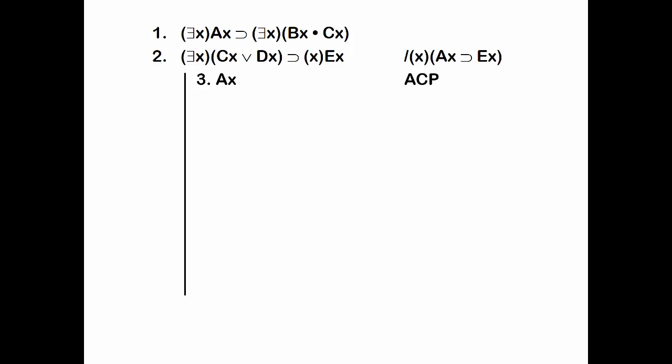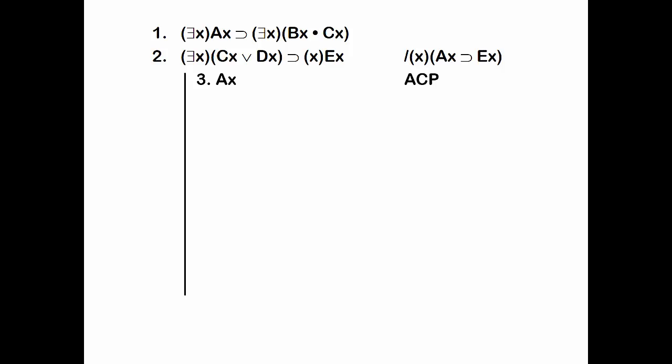In other words, with our assumption here of Ax, we're not allowed to use universal generalization on the variable x within this subproof. Now, we are going to eventually use universal generalization, but that is going to be outside of the scope of this subproof, so that's not going to affect our final result. We are allowed to use the variable for existential generalization, however, and that's exactly what we are going to do in this case.